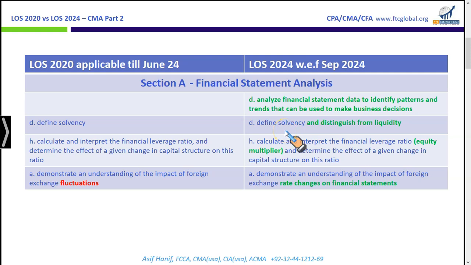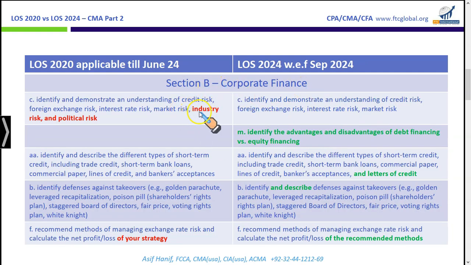It is the same. Section B, corporate finance, they have removed these words: identify and demonstrate an understanding of credit risk, foreign exchange risk, interest rate risk, market risk, industry risk and political risk have been removed. Nothing added in their place. They have added this: identify the advantages and disadvantages of debt financing versus equity financing. This was already discussed in the text and questions. So this is basically nothing new. That was understood whenever you're discussing various sources of finance, equity and debt. Comparison was always there. So this basically is nothing new.